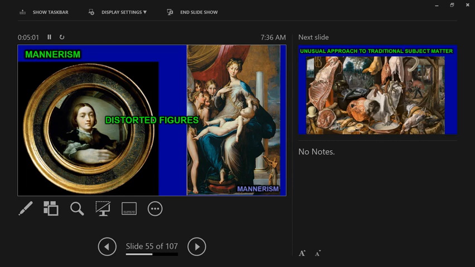By the way, I bought two Kehinde Wiley books yesterday, and if you want to come and look at these books, I have them up here.